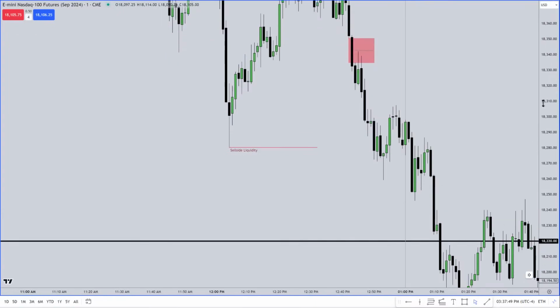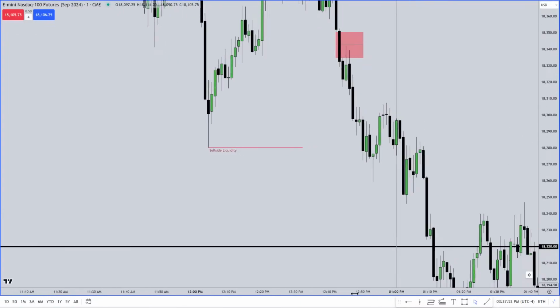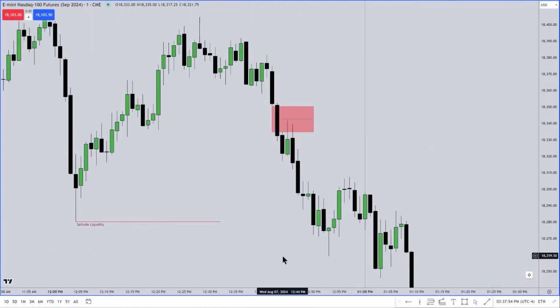Let me see if I can make it a little bit bigger. See, it just falls short of it. The fact that it goes up there and doesn't touch it and then closes here, I know that that right there is a bearish order block. I can trade after the next candles come up and bump into the bottom of it.